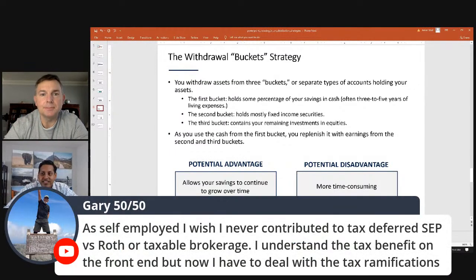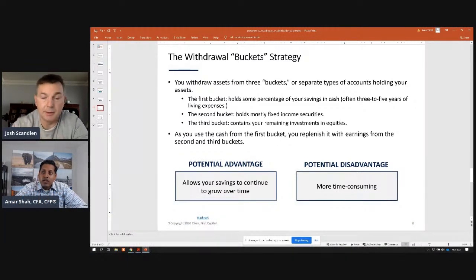That's what I'm saying. So in New York City, Gary says he wishes he would have never contributed to a tax deferred account. He understands the tax benefit on the front end, but now he has to deal with tax ramifications. Man, I could not agree more. So that's the important part of tax planning, right? You have to look at your whole lifetime and when you want to pay taxes. Unfortunately, there are too many variables that you could get caught up on.